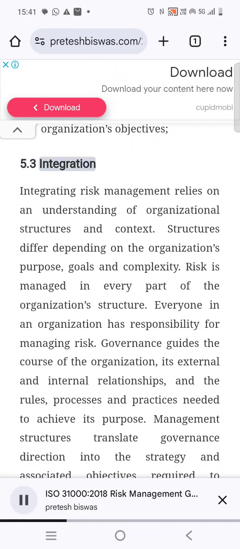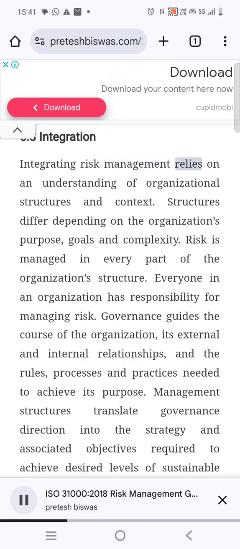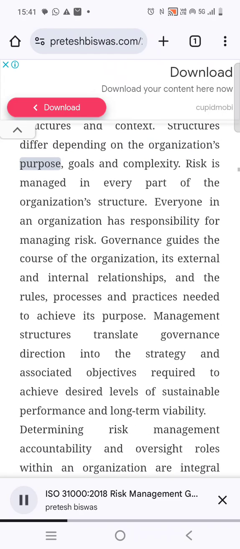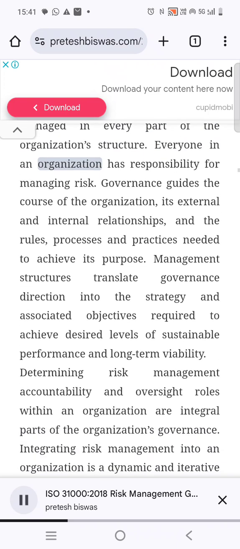5.3 Integration. Integrating risk management relies on an understanding of organizational structures and context. Structures differ depending on the organization's purpose, goals, and complexity. Risk is managed in every part of the organization's structure. Everyone in an organization has responsibility for managing risk.